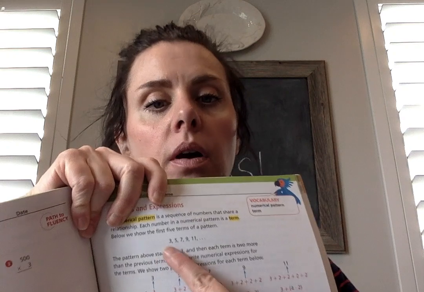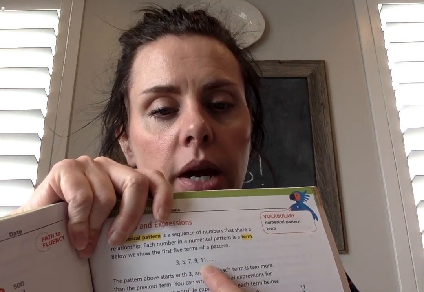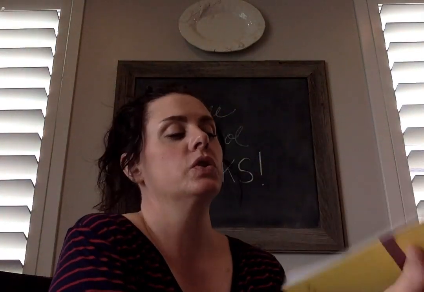Okay, so looking at our workbooks, we have our sequence of numbers right here, our terms. It goes 3, 5, 7, 9, 11. Now some of you might say, well, we're counting by 2s. True, we are counting by 2s. Some of you might say, well, those are all odd numbers. That is true as well. But we are just concentrating on the numbers that have been given to us.